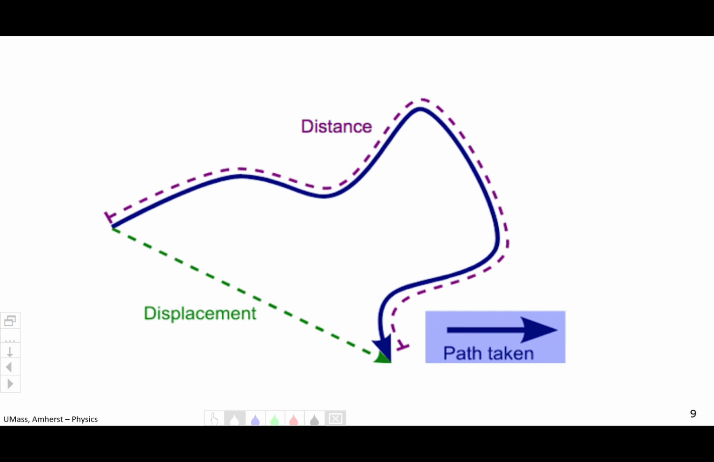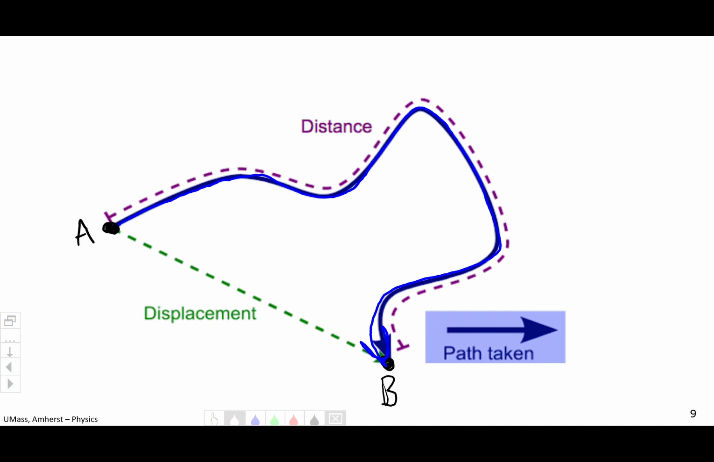So I've got two lines, one is squiggly and one is straight. So let's say that we start here at point A and we end here at point B. So let's say that we take the solid blue line path. So we actually physically follow this solid blue line from A to B. Now, there are two ways we can describe this motion.